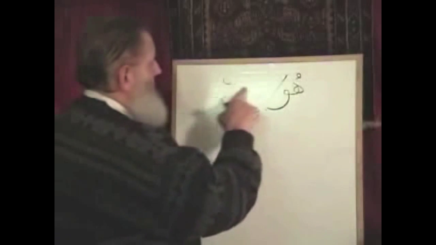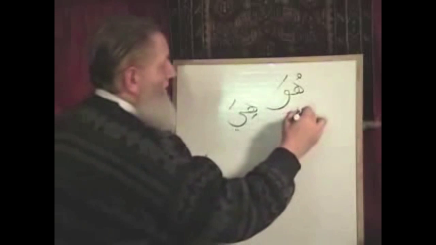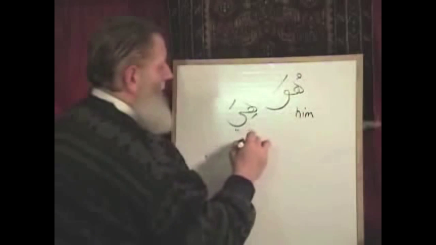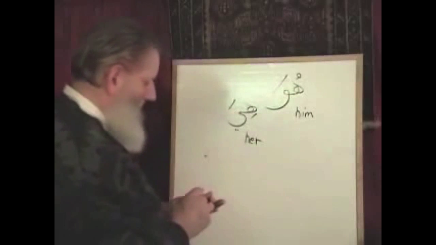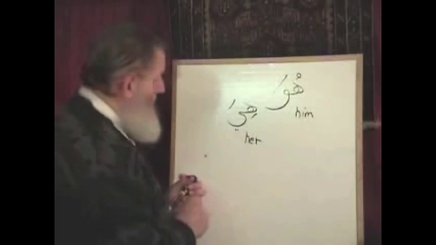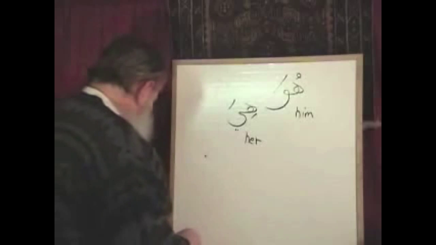He. That's huwa and he. That means him and her in Arabic. Huwa and he. Him and her. That's pretty cool, isn't it?